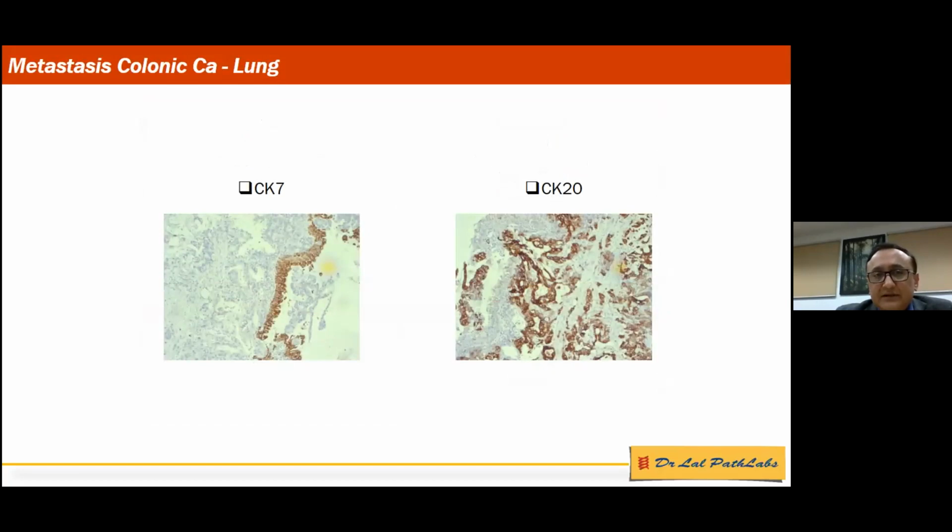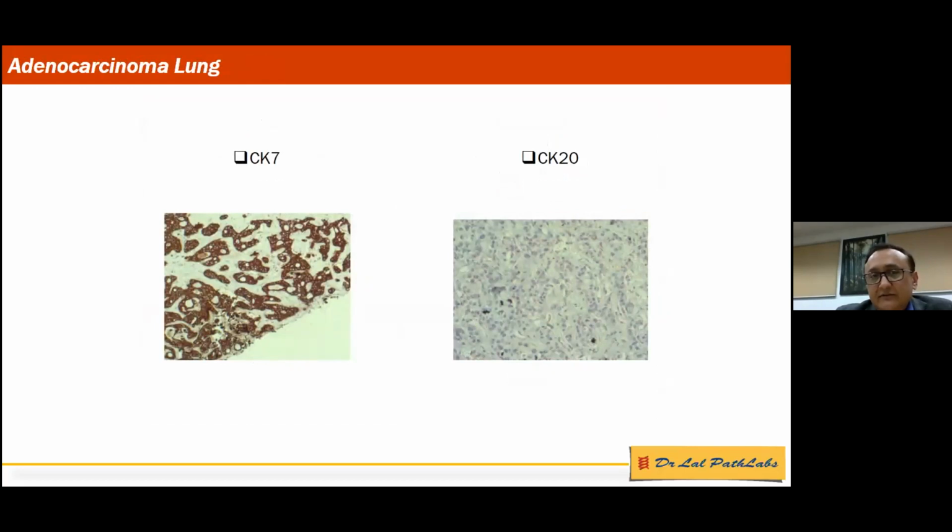Just to give an example, a metastatic colonic carcinoma in lung would be CK7 negative and CK20 positive, while a lung carcinoma will be CK7 positive and CK20 negative. So these 2 markers are very important in a case of carcinoma of unknown primary.